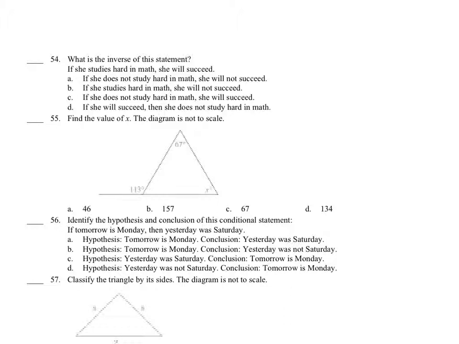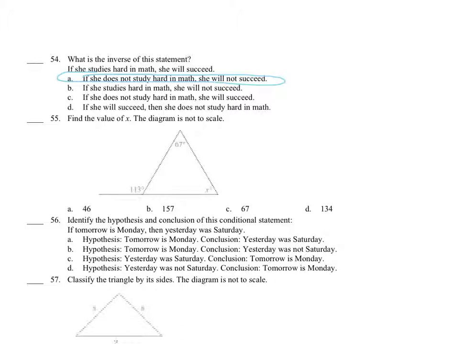Okay, what is the inverse of this statement? Now remember, the inverse is just where we add the word not to it. We add the negation. So if she studies hard in math, it's going to say she does not study hard in math. If it says she will succeed, we're going to say she will not succeed. So we add the negation to both the hypothesis and the conclusion.